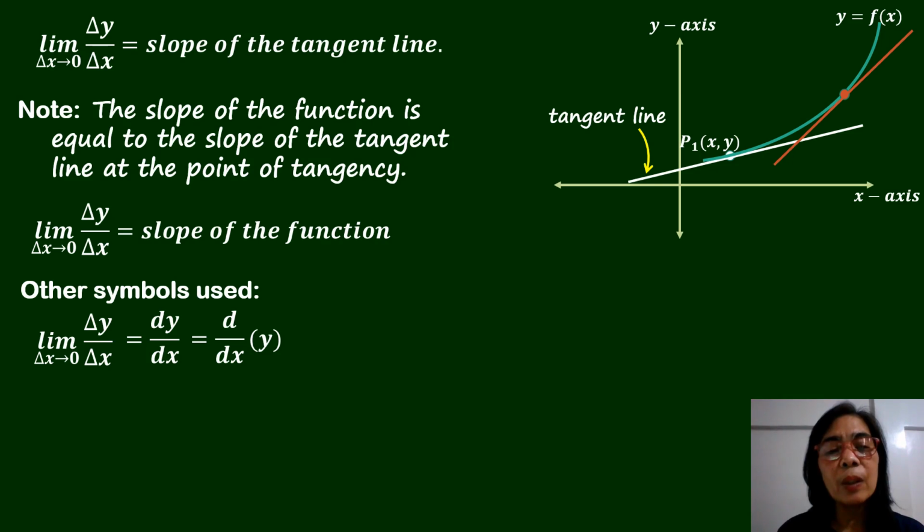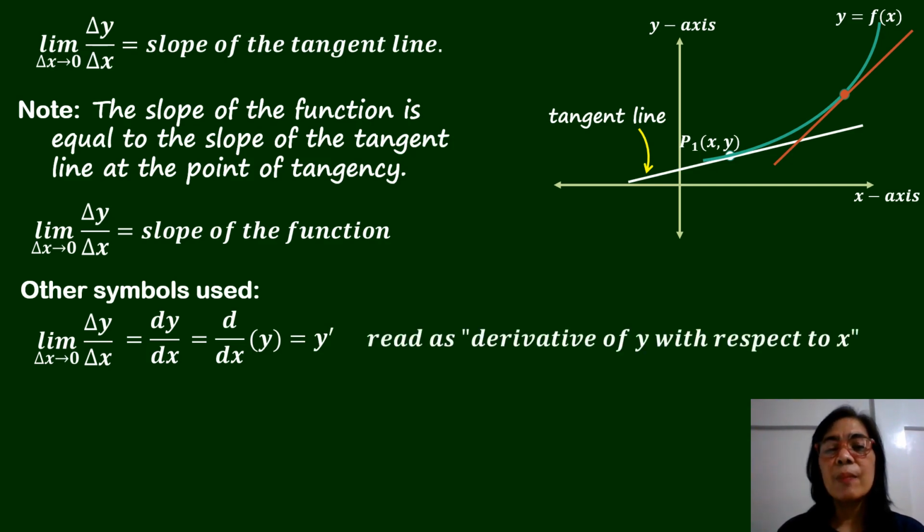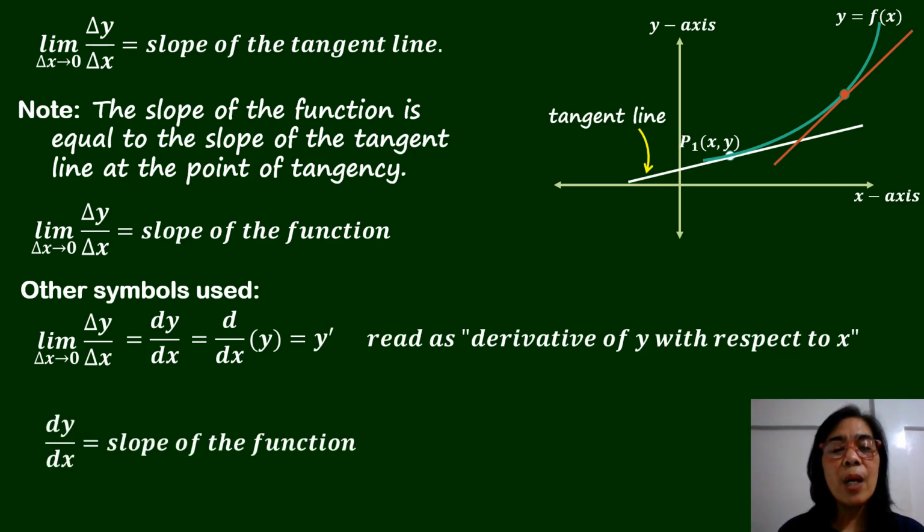Note in this symbol that d over dx represents an operation we are going to apply to the given function y. That means we're going to find the derivative of y with respect to x, giving us an idea that y is the dependent variable and x is the independent variable. Or we write this one as y prime. Again, we read this as the derivative of y with respect to x. So we therefore have the definition now of the slope of the function. The derivative of y with respect to x is equal to the slope of the function.